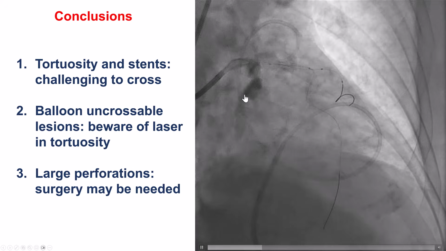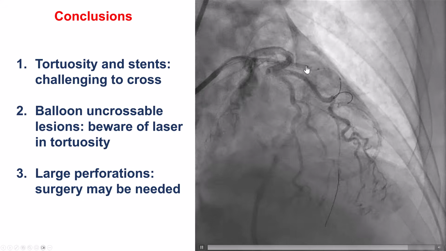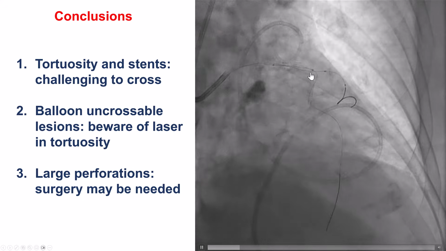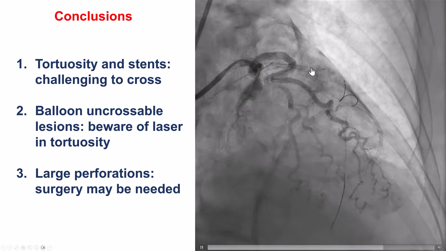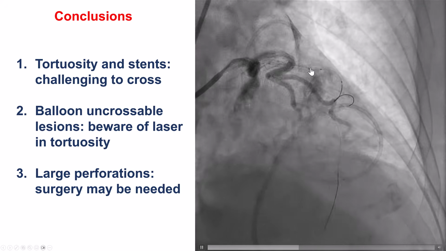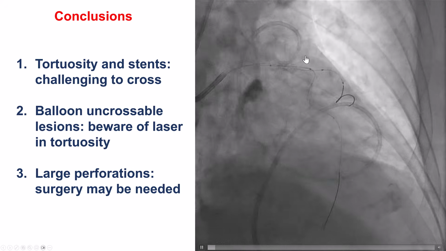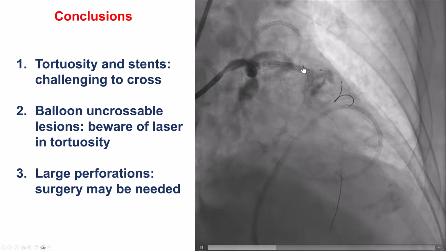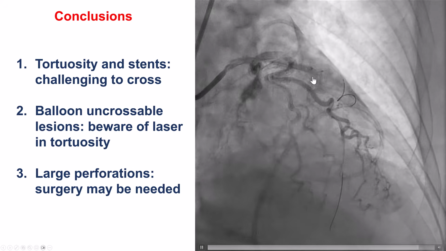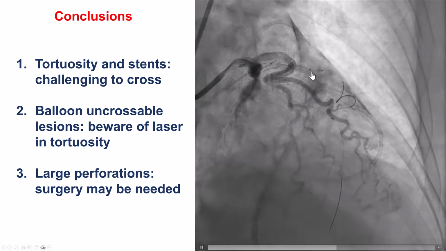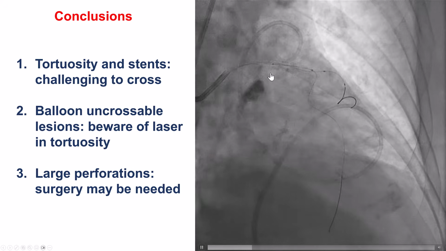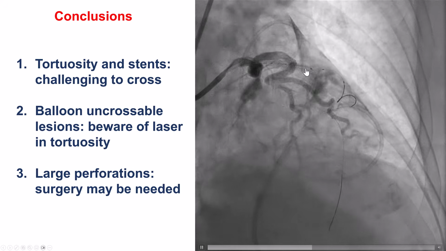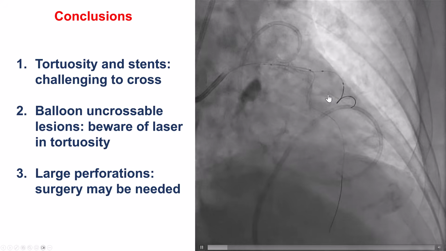Third, when it comes to the complications, using laser here caused a very large perforation, and that perforation led to rapid tamponade. This required balloon occlusion, pericardiocentesis, autotransfusion. This perforation could not be covered with a covered stent. We could not deliver the stent past this bend. So eventually, this patient required emergency surgery, which is infrequent, but can happen in large coronary perforations like this one.